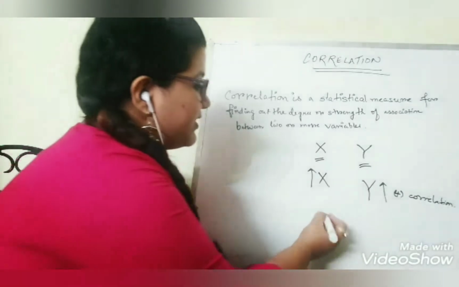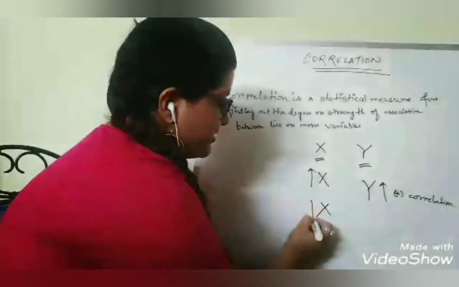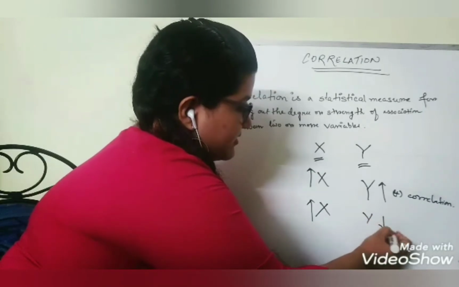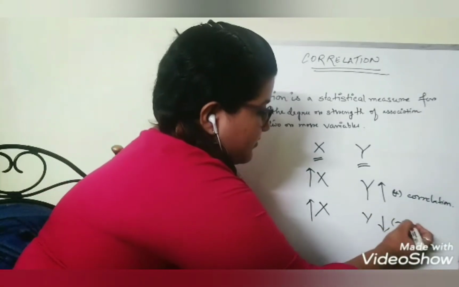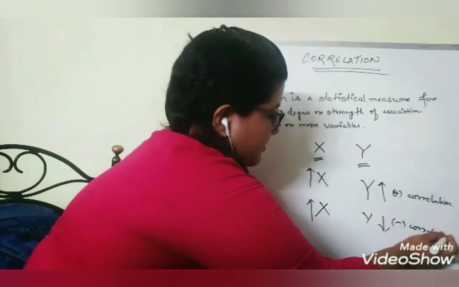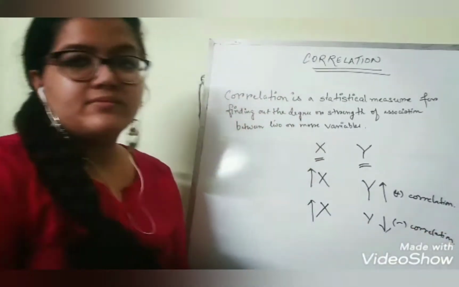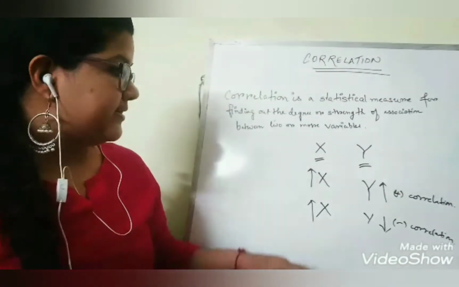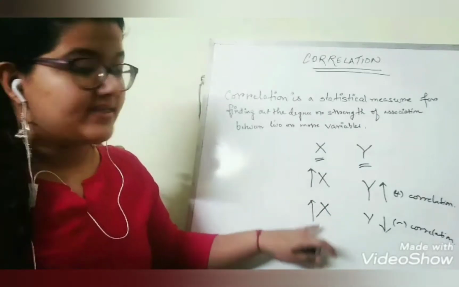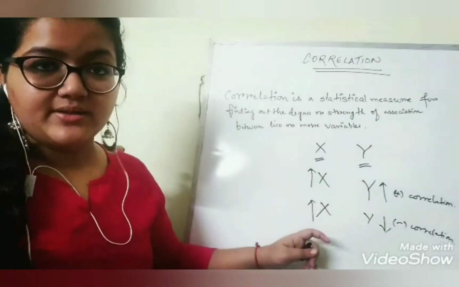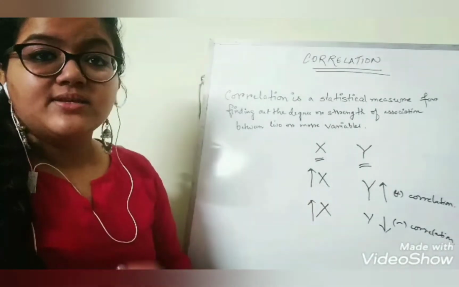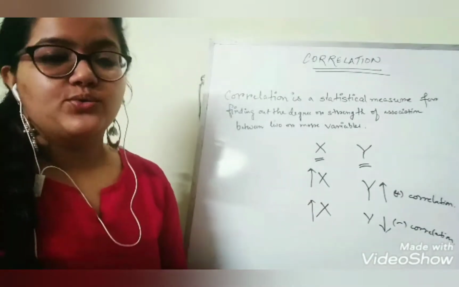Now, if variable x increases but variable y decreases, there is a negative correlation. But if variable x is increasing or decreasing, but there is no change in variable y, then there is zero correlation or no correlation.